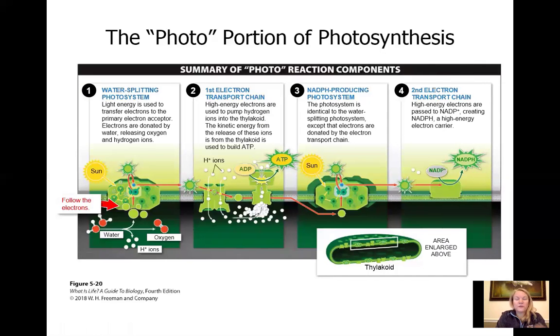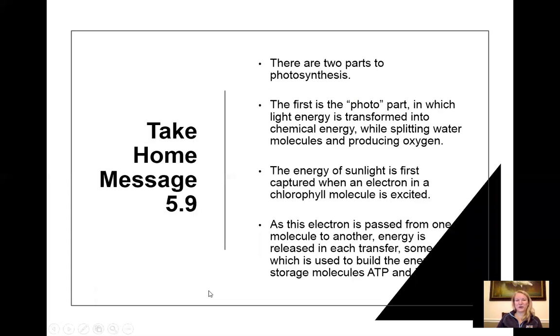That is the photo part of photosynthesis. Yes, that's only part of it. That's the photo part. We still have to get to the synthesis part. But we saw how the sun was used, right? We saw how water was used and how the electrons moved, and it created these molecules that we can use for other things. That's your take-home message. You might want to read this.